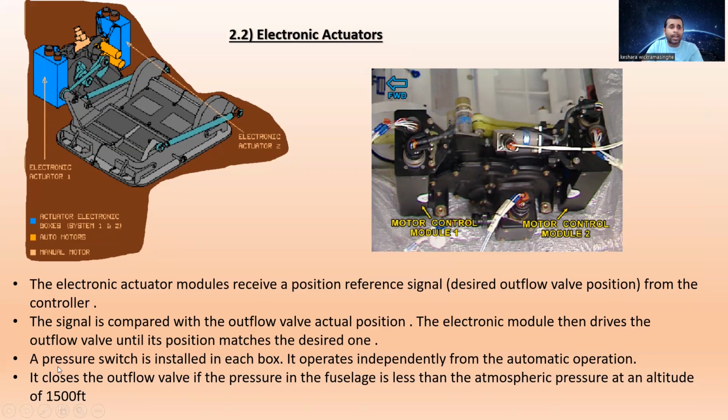The pressure switch is installed in each box. It operates independently from the automatic operation. It closes the outflow valve if the pressure inside the fuselage is less than the atmospheric pressure at an altitude of 15,000 feet. Just remember that. You can see electronic actuator 1, and here is electronic actuator 2.